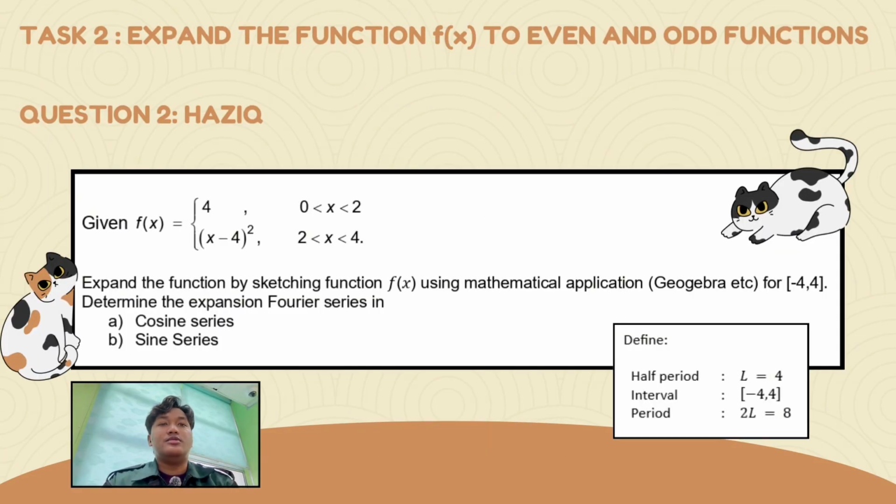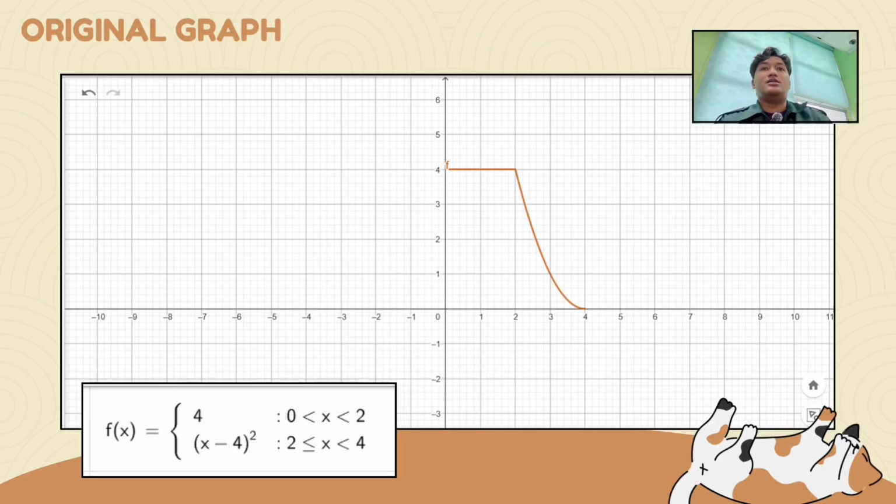Okay, let's continue with my part, which is to expand the function f(x) to even and odd functions. From the given half-range piecewise function, we can define the interval as 0 < x < 4, which means the half period is L = 4. Next, this is the original graph made using GeoGebra.